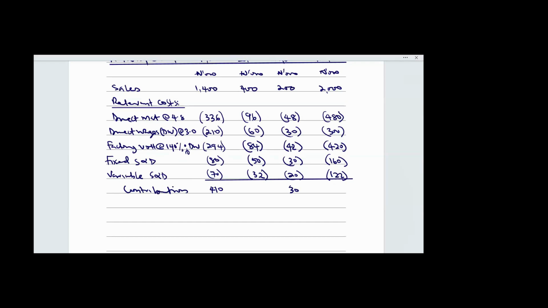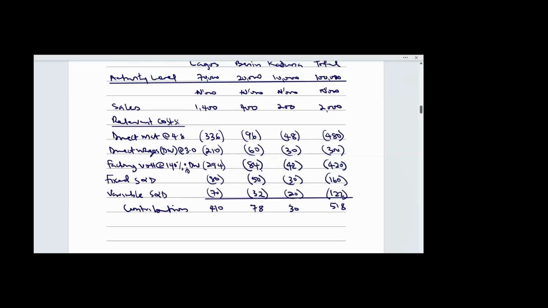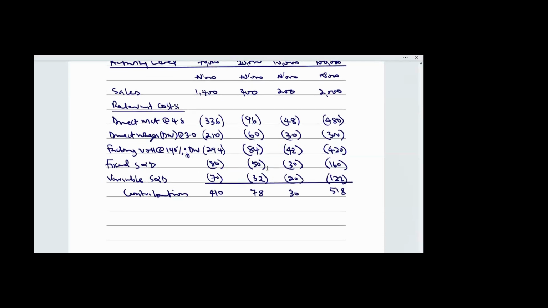Okay. Here will be 78, right? Yes, sir. Okay. When you add it up, that's 518. So total contribution is 410 for Lagos, 78 for Benin, 30 for Kaduna, and then 518 for the organization as a whole.